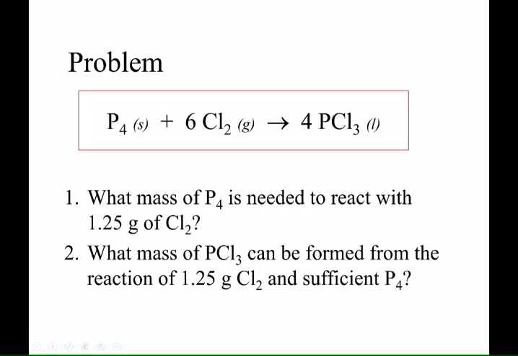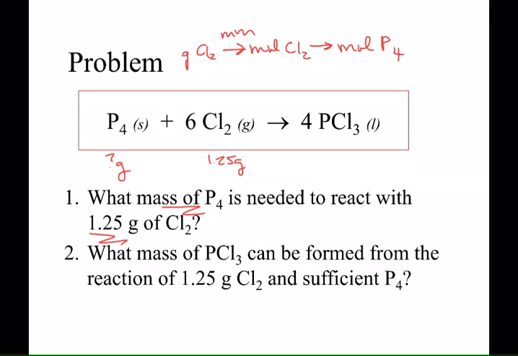So we're going to do a couple of problems here together, and let's see what we got. It says, what mass of P4, so question mark grams, is needed to react with 1.25 grams of Cl2. Can you see where we're going to go from grams of Cl2 to moles of Cl2? How? Using its molar mass. And then we're going to go moles of Cl2 to moles of P4 using what? Stoichiometric ratio. Going to get tired of hearing this, aren't you? Then we're going to go from moles of P4 to grams of P4 using what? P4's molar mass, exactly. And then that's the first problem.